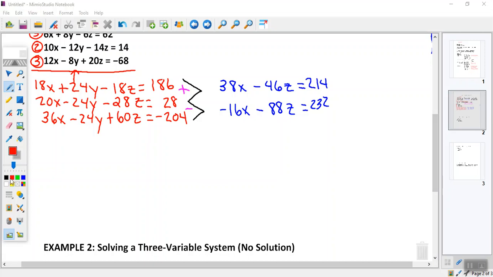Okay, crisscross. Guys, up here, we'd like to get the x's the same. So I've got 38x up here and 16x down here. So we crisscross these coefficients. I'm going to multiply everything up here by 16. What am I going to multiply everything down here by now? 38.